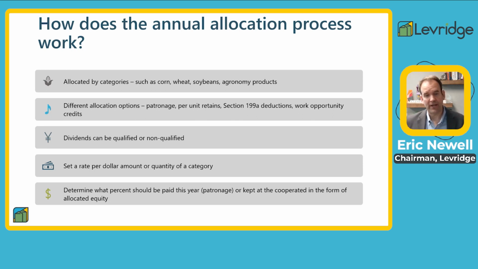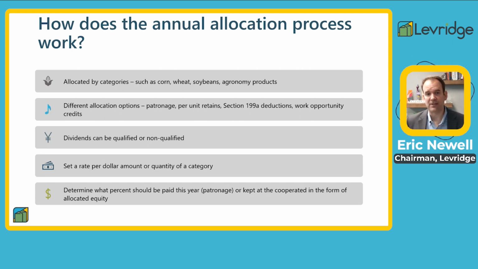And then you can set a rate or a dollar amount per quantity of a category. And as I mentioned, that could be based on the number of dollars spent. So you could say, we're going to give a rebate of 17 cents for every $100 that you've spent on agronomy products. It could be a penny on every bushel of corn that you brought in. You have the ability then for each of those categories to allocate a different rate.